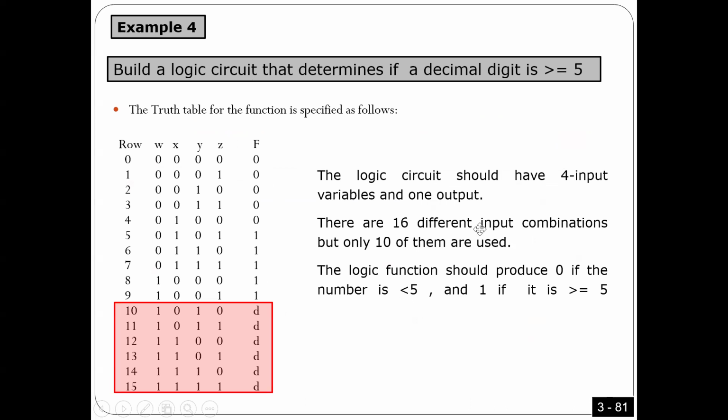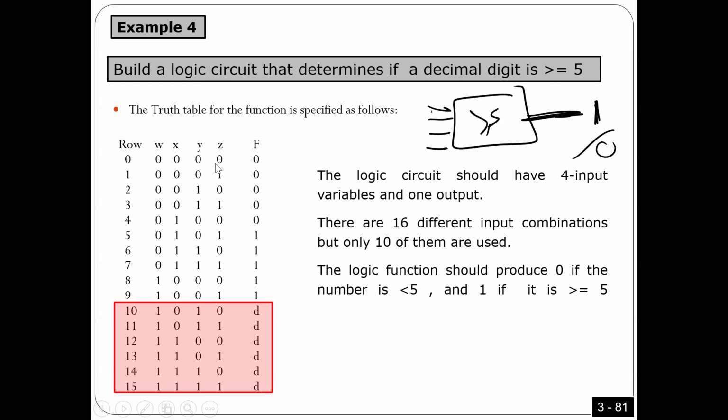Yeah, so here I give you also one more example. I want to build a logic circuit that determines if a decimal digit is greater than 5 or not. So that means I have here 4 inputs, 1, 2, 3, 4, and I have 1 output. If the input is greater than or equal to 5, I'm going to get 1. Otherwise, I'm going to get 0. Okay. This is the function greater than or equal to 5. So let's do the truth table here.